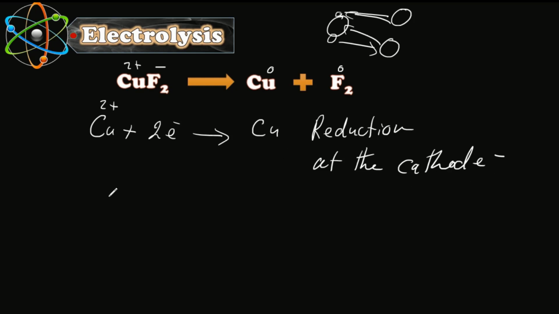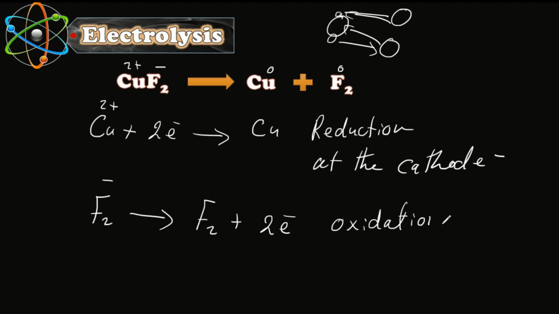Now let's look at fluorine. Here we have F negative. It will lose electrons, so we write an arrow. Then it will be F2 without a charge, plus 2 electrons. This lost electrons, so it is oxidation. So does this reaction of fluorine happen at the cathode or at the anode? At the anode. Why at the anode? Because the anode is positive and this is negative. It will be pulled to the anode.